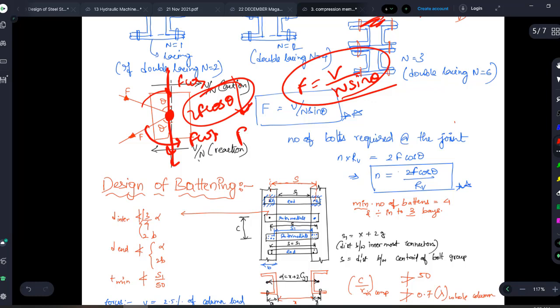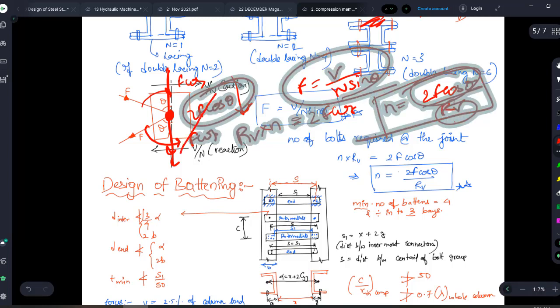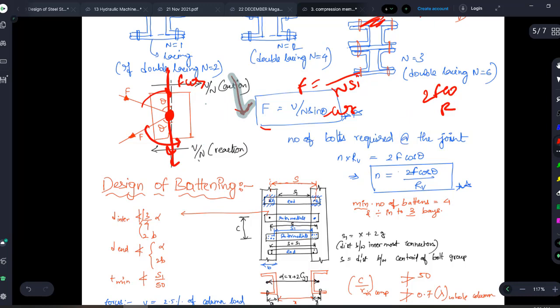So let us say each bolt can resist rivet value RV. Okay? Into, let us say there are n number of bolts. So RV into n should be 2F cos theta. So how many bolts are required? That will be nothing but 2F cos theta divided by its rivet value. Okay? I hope it is very clear, right? The force which a bolt can carry, you just have to divide it. 2F cos theta by RV, you will get your number of bolts required. I hope it is very clear. You understood the concept, no problem, right? So this is about the lacing system.